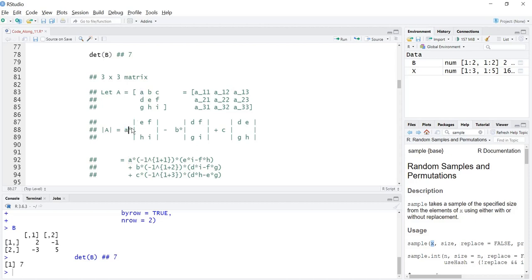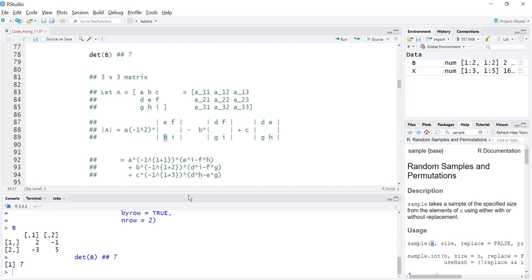Okay, so that's why I have a positive A here, because I've multiplied it by negative 1 squared. Oops, that didn't work very well, did it? Because everything else has to move. Okay. And so then I have to multiply it by the determinant of this 2 by 2. So I'm going to take E times I minus F times H.